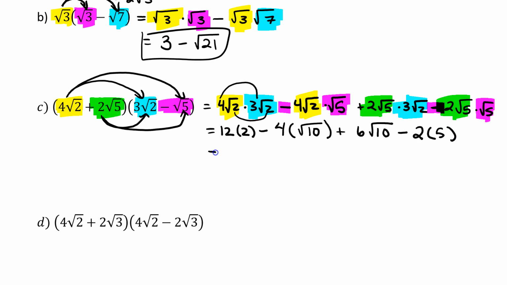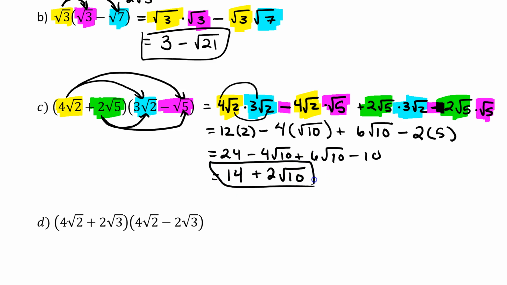Now I can simplify a little bit more. 2 times 12 is 24, minus 4 root 10 plus 6 root 10 minus 10. 2 times 5 is 10. So that is 24 minus 10 is 14. Negative 4 of some quantity plus 6 of some quantity, that some quantity just happens to be root 10, is going to be plus 2 of that quantity, root 10. Done.